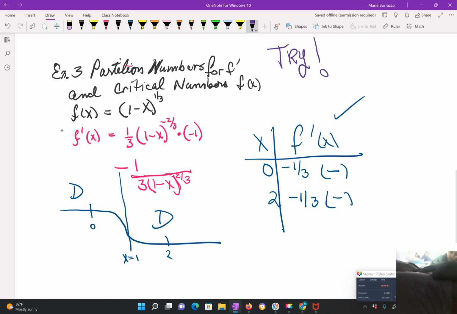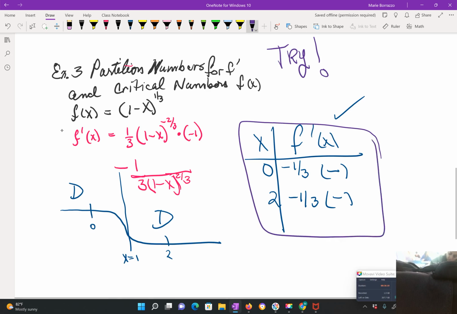And please do the first derivative test, which is right here. So you have to find the first derivative, select your partition number, and then do the test. And so I'm going to give you f of x is equal to 1 plus x raised to the 1/3. All right, give that a shot. So you're trying this one right here.